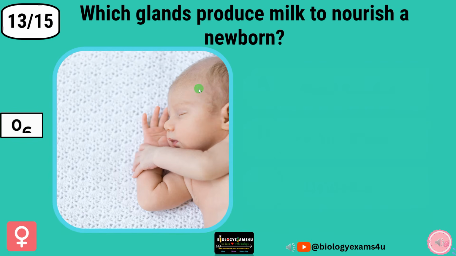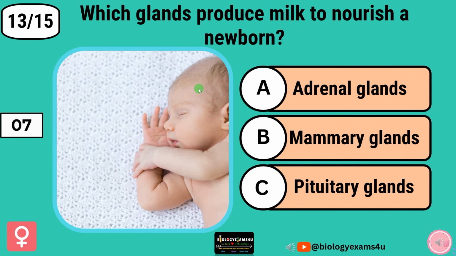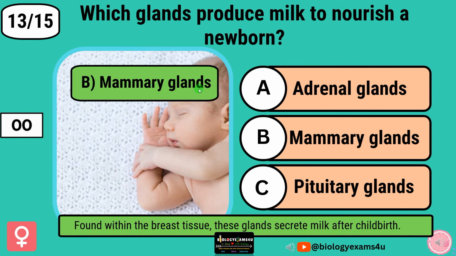Which glands produce milk to nourish a newborn? Adrenal gland, mammary gland, pituitary gland. It is the mammary glands, the glands that secrete milk after childbirth.